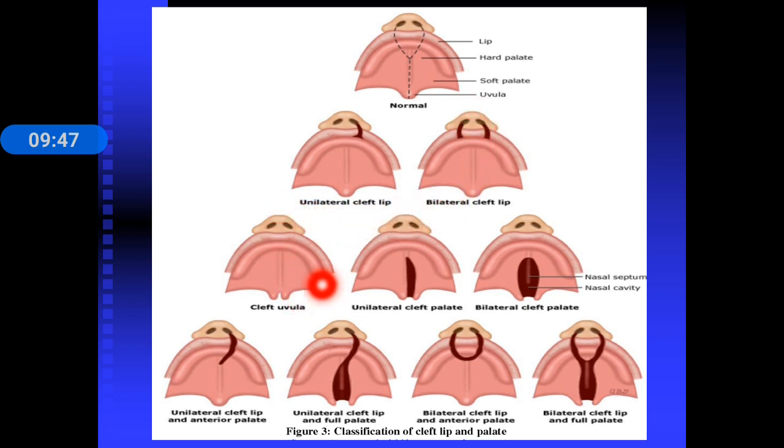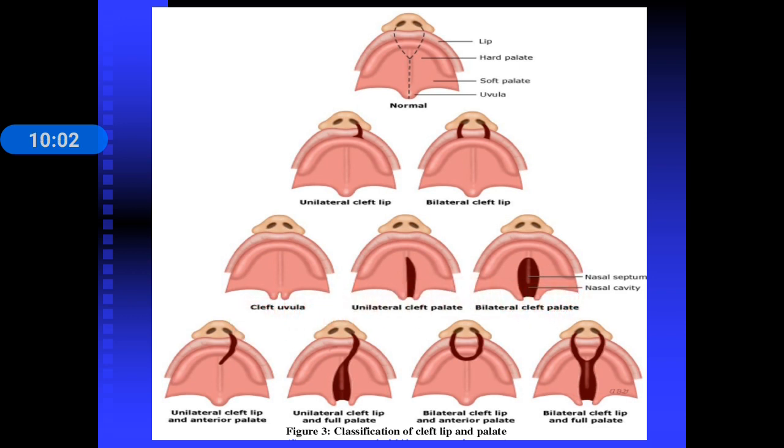Now here you see a cleft of the uvula, so it's a posterior defect. Then the uvula along with this, that is the soft and hard palate. Now this is a bilateral cleft palate. So these all are separately shown.